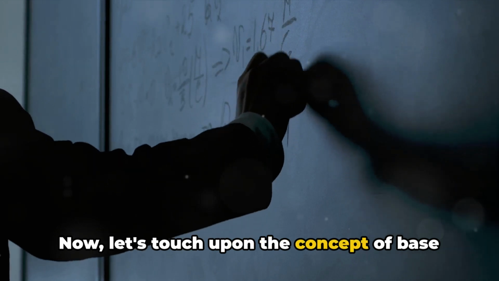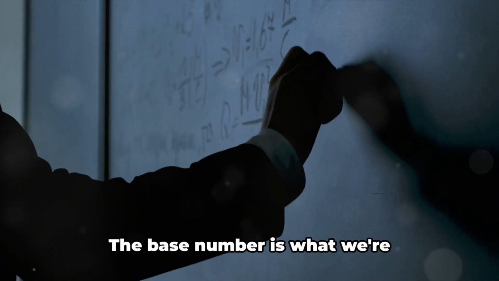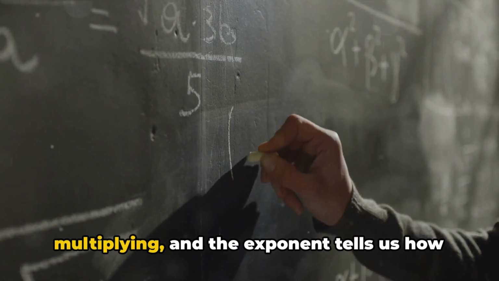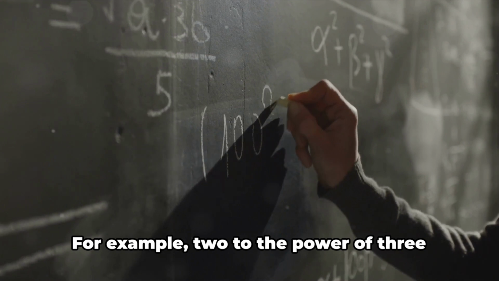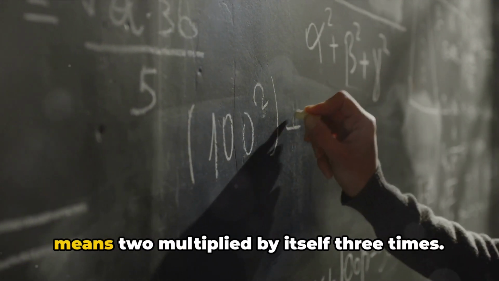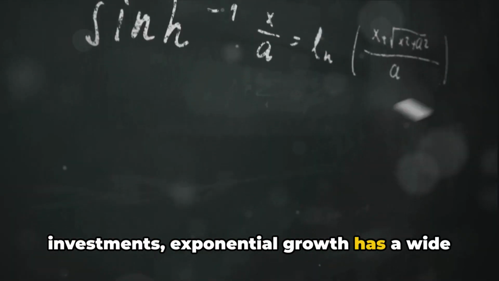Now let's touch upon the concept of base and exponent in an exponential function. The base number is what we're multiplying, and the exponent tells us how many times to multiply it. For example, 2 to the power of 3 means 2 multiplied by itself 3 times. From population studies to financial investments, exponential growth has a wide range of real-world applications.